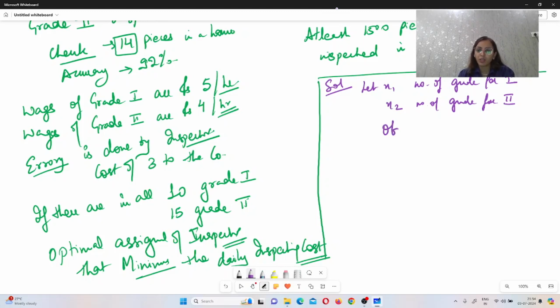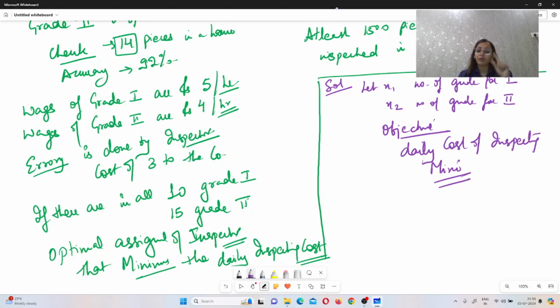Now we come to the next point, the main important thing in this scenario, which is the objective. What is the objective over here? The objective is the daily cost, that is, the cost of inspection should be minimum. That is the main point over here. The inspection will incur a cost, but what is the amount? We calculate the cost of inspection for both the grades.